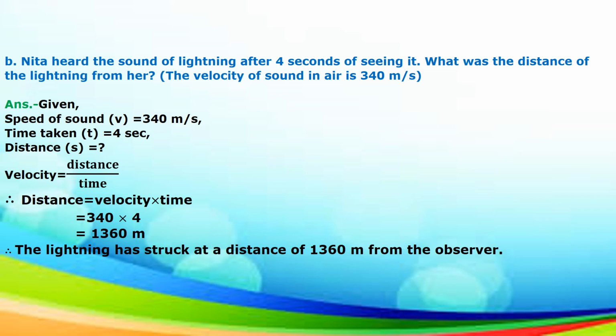Therefore velocity is equal to distance upon time. So therefore distance is equal to velocity into time. So velocity value is 340 into time is 4 seconds. So that is equal to, after multiplication we will get 1360 meter. So therefore the lightning has struck at a distance of 1360 meter from the observer.